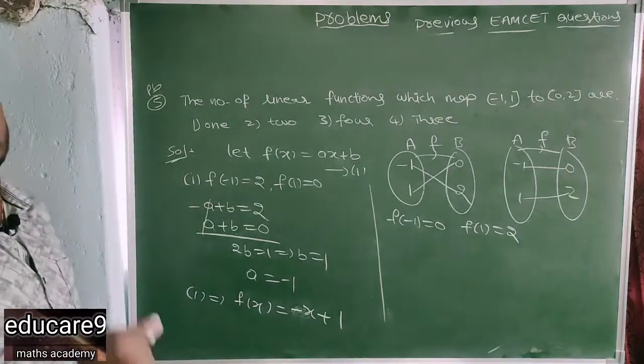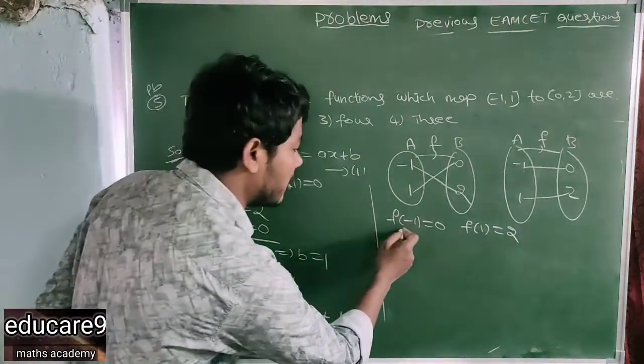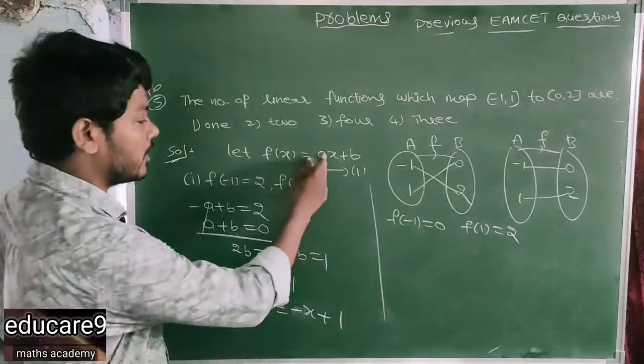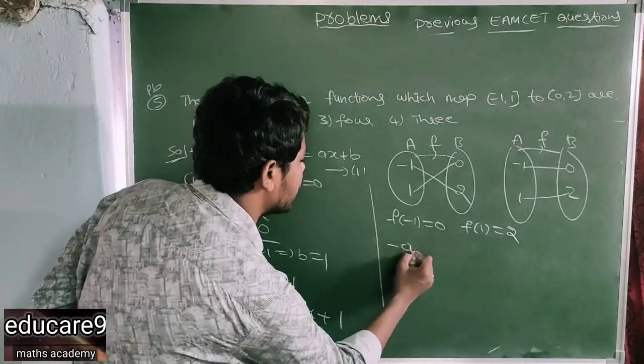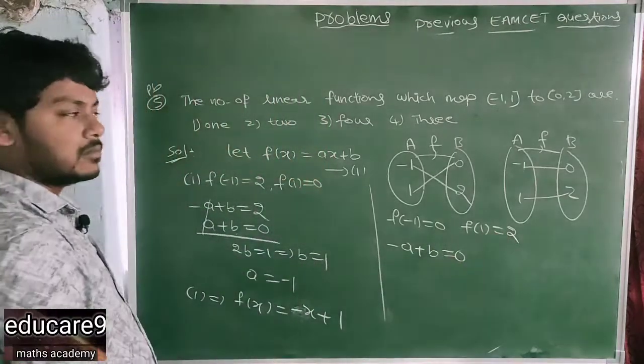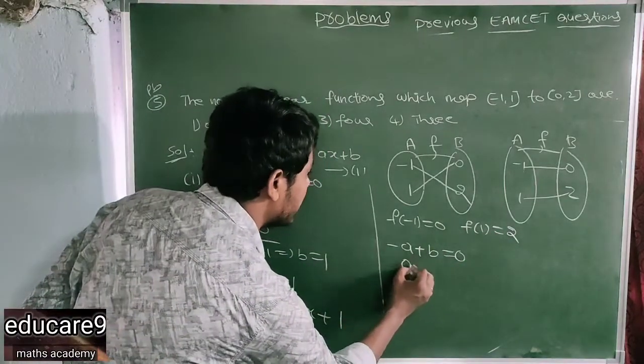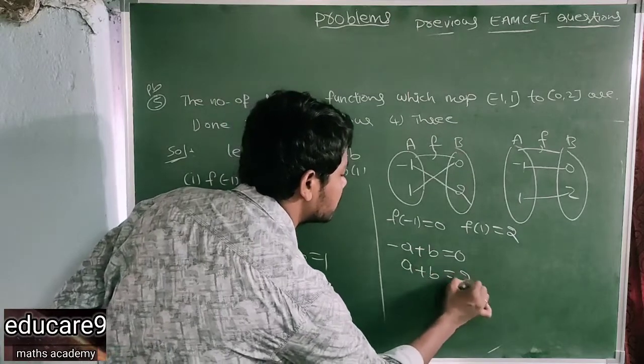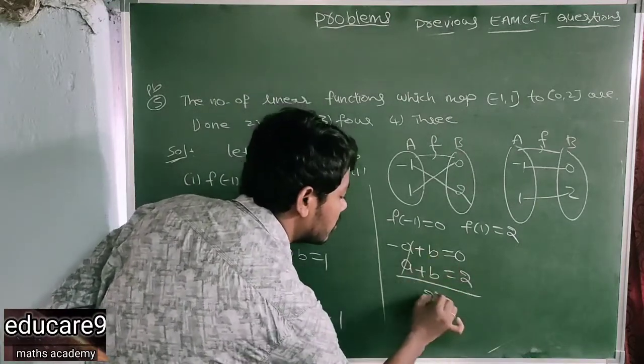This is one linear equation. And here f of minus 1 is 0. That is minus a plus b is equal to 0. f of 1 is 2. That is a plus b is equal to 2. So here also what you get?